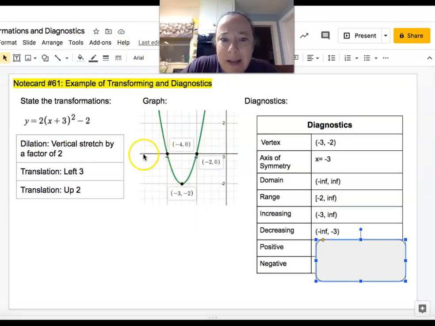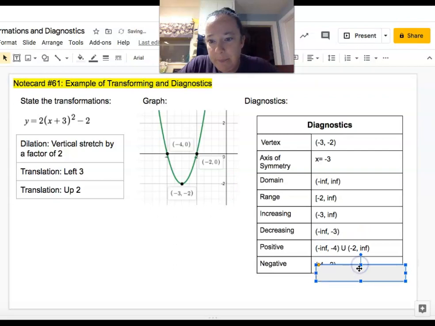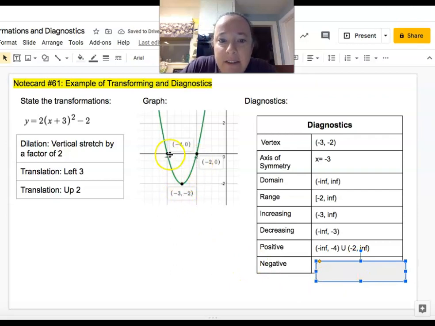But anyways, it was this one and this one. So it'd be -infinity all the way to -4, because it keeps going this way, union 2 to infinity. All right, and then where's it negative? It's negative between the two. It's negative from -4 to -2.